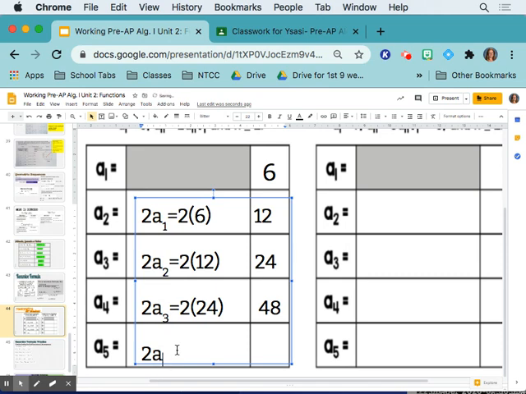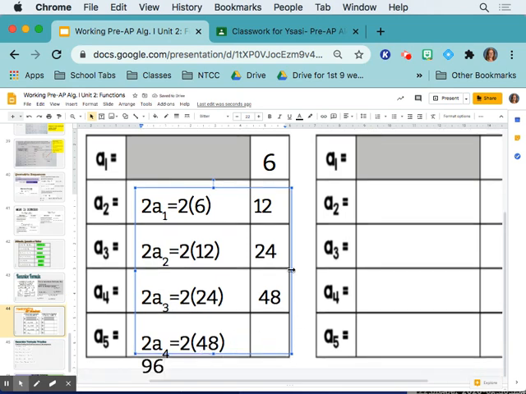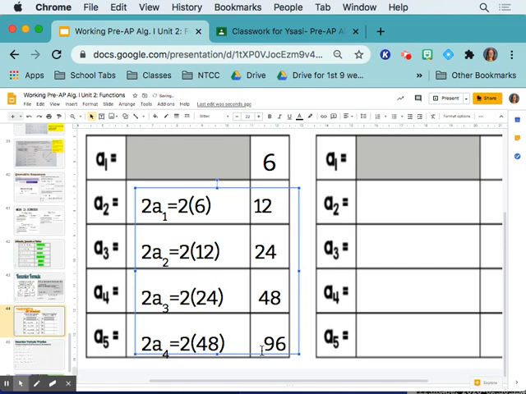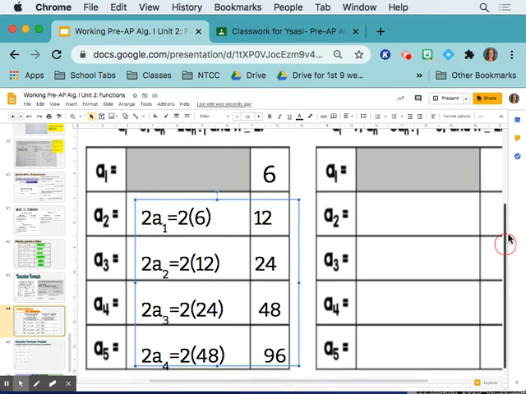So we're going to have A4 equals 2 times A4, which is 2 times 48, which equals 96. All right, cool. Are we going to go all the way? That's all we have right now: 2, 12, 24, 48, 96.